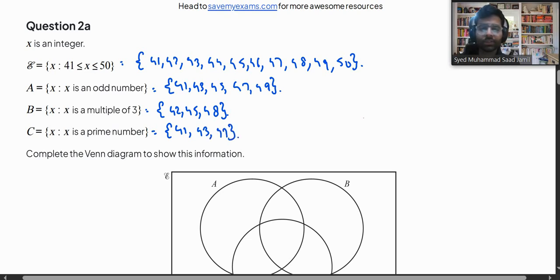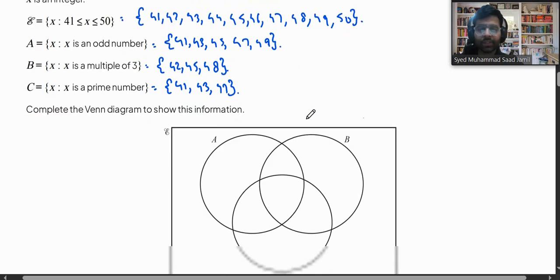Now the question says complete the sets and Venn diagram. So look, this portion is the numbers common between A and B. So the number that is common in A and B is 45. Alright, so I'm going to remove 45. The numbers that are common between A and C: 41. So I remove 41, 43. So I removed 43, 47. So I removed 47 from both.